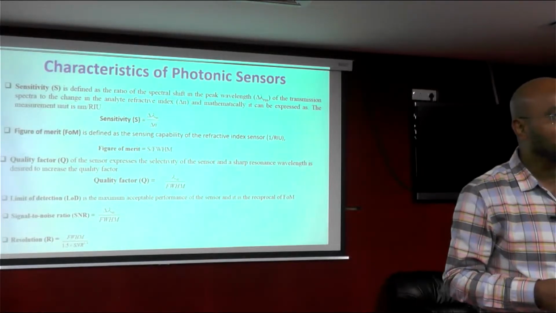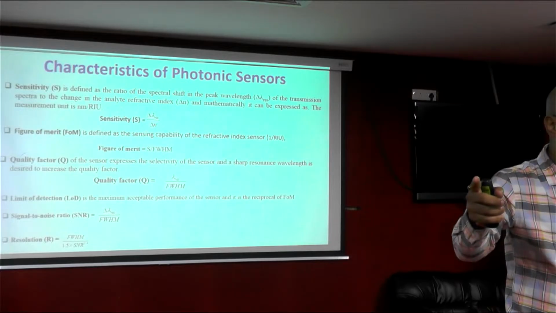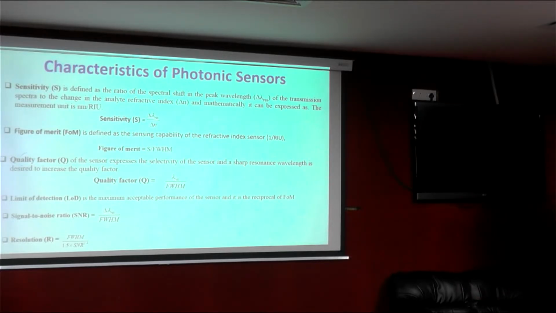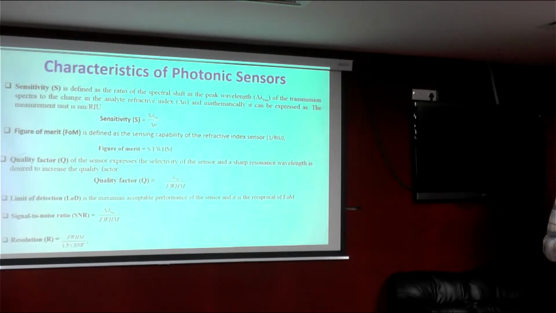Is high or low sensitivity desired? High, because delta lambda is far away. So if the numerator is high and the denominator is low, then you will get high sensitivity. Sensitivity should be very high for any kind of sensor, not only a photonic sensor.